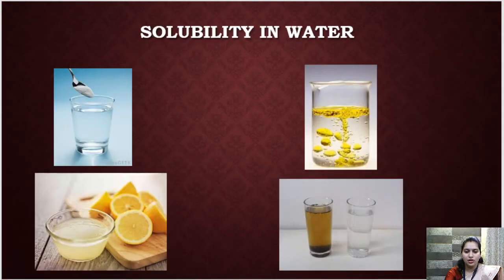Okay. Now coming on to the next property, that is solubility in water. Solubility means which things can mix in water and which things cannot mix. So let's see. We have this example. This is salt and water. If we take a glass of water, put 1 spoon of salt in it and stir it, what will happen? It will mix completely. Isn't it? So we say this salt is soluble in water. Or we say this is a miscible liquid.